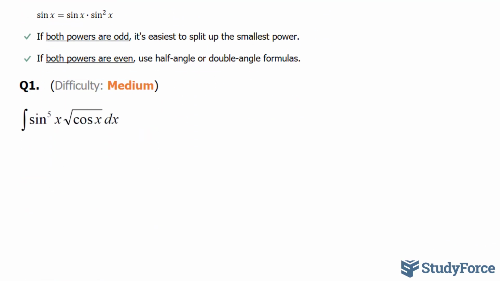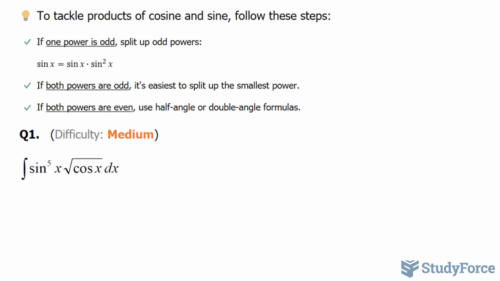In question 1, they want us to find the integral of sine to the power of 5x times the square root of cosine x. Since sine to the power of 5x has an odd power, we need to follow this first suggestion, which says that if one power is odd, you split up the odd power. So I'm going to split sine to the power of 5x into, and here's our new function, sine x times sine to the power of 4x times the square root of cosine x.